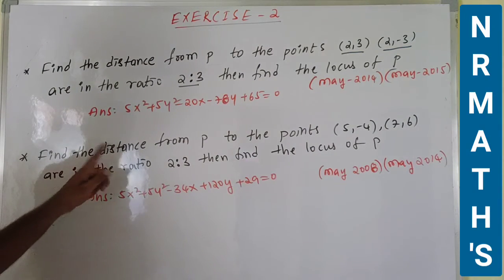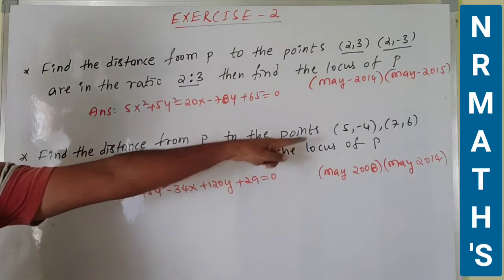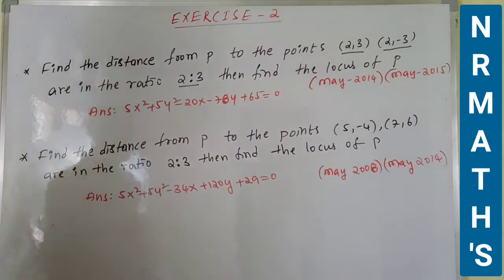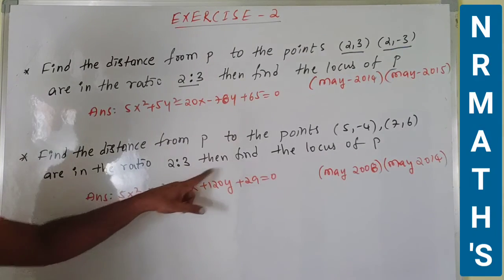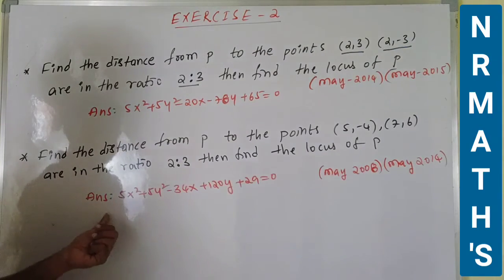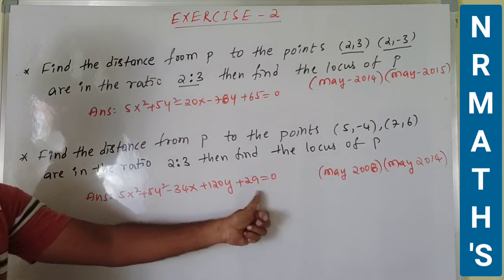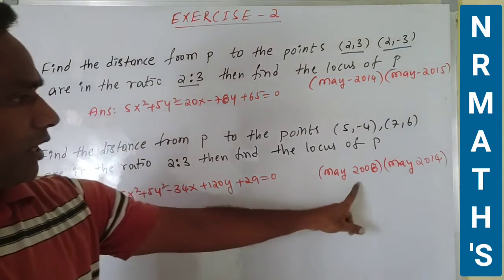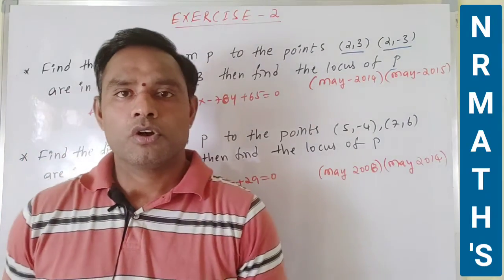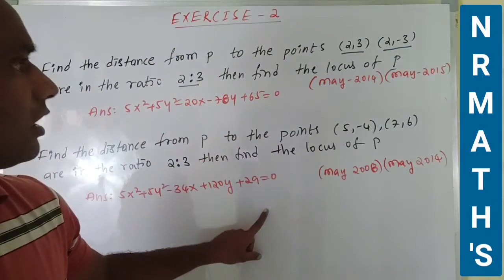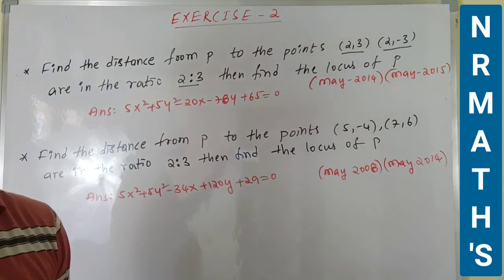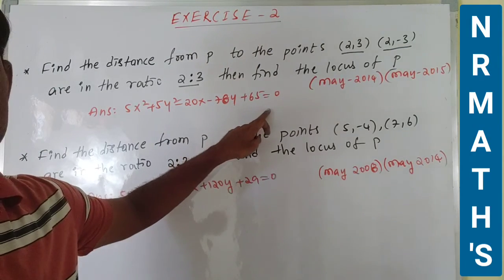Next one uses the same method. Find the locus of P if the distances from P to the points (5, minus 4) and (7, 6) are in the ratio 2:3. The answer is 5x square plus 5y square minus 34x plus 120y plus 29 is equal to 0. It came in May 2008 and May 2014. We learned this method in previous videos.